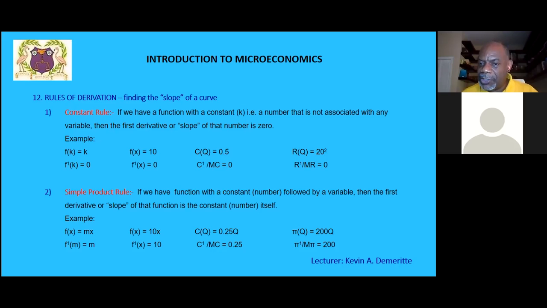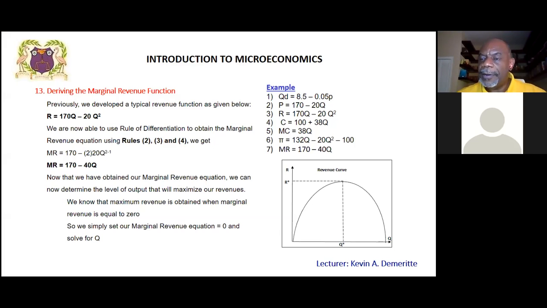If you have a profit function that is just 200q, then the marginal profit, or the first derivative of that profit function, is simply 200. So if we go back to our examples, start with our price example. If we were to plot this price line, 170 minus 20q, we're trying to find the slope of that line.